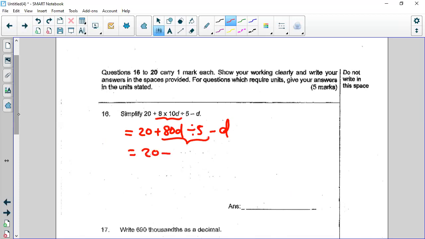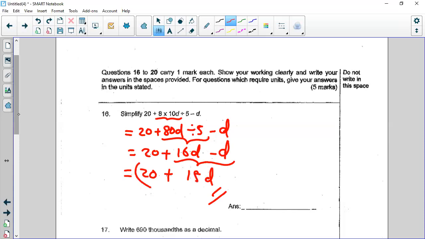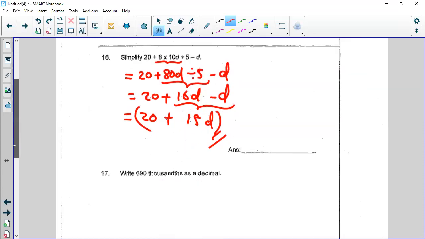Then 20 plus 80 divided by 5 is 16d, and then minus d. And when you do it this way, you will know what to do next. So what do you do next? You have to minus the d's, right? So 20 plus 16d minus 1d will be 15d, and that's your answer. Okay, do I need to bracket? Can also, if you never bracket, also can.